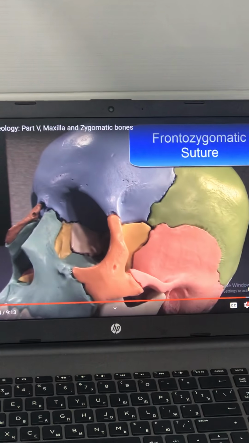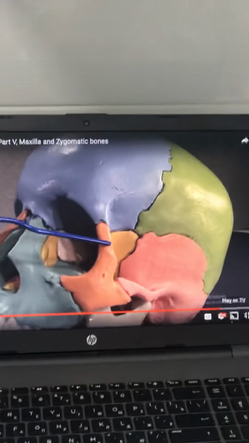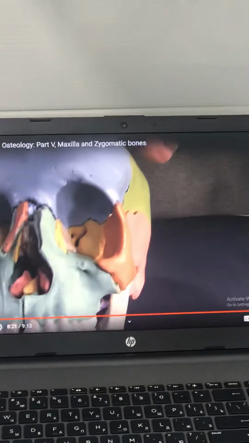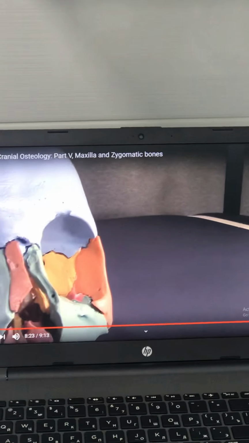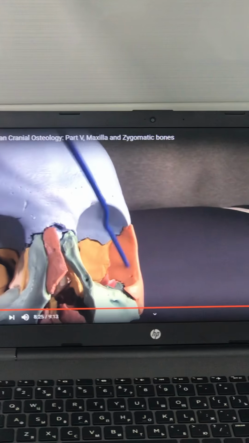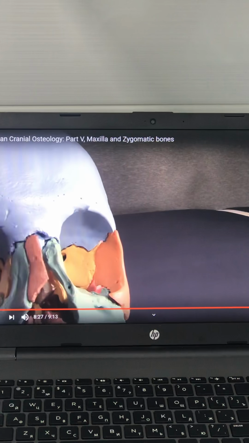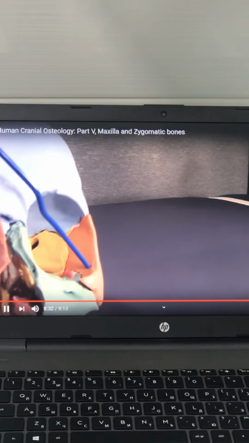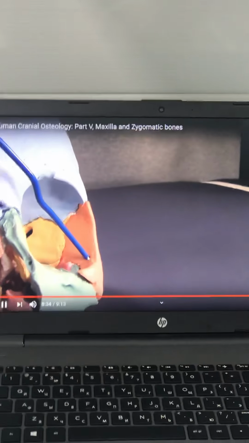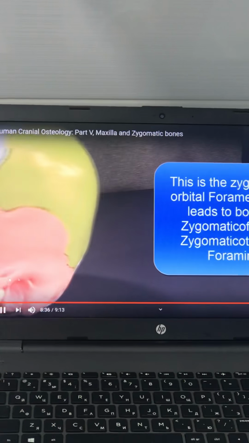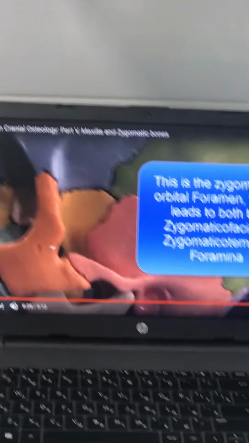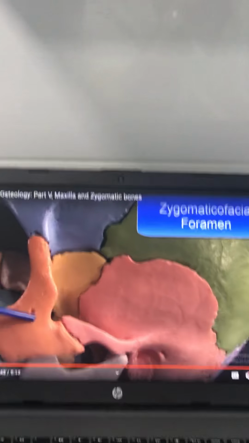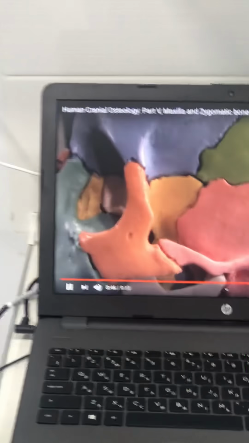And now there are three surfaces here. The body has three surfaces. There's a lateral surface here, and then we have an orbital surface here. You can see a hole right there, the zygomatic nerve will come out. There's another hole right here, that's the zygomaticofacial foramen, for the passage of the zygomaticofacial nerve.